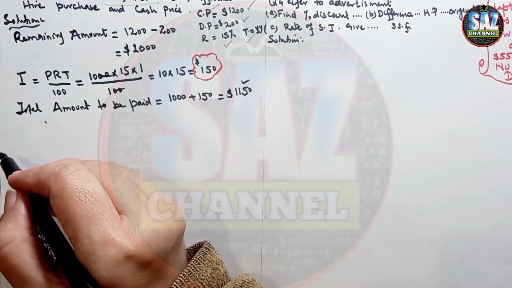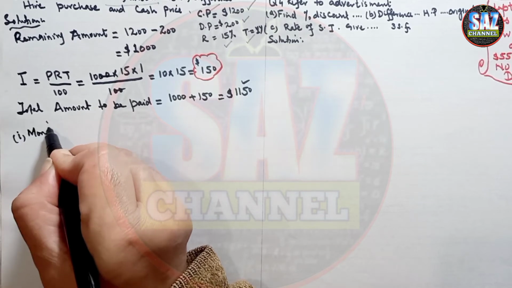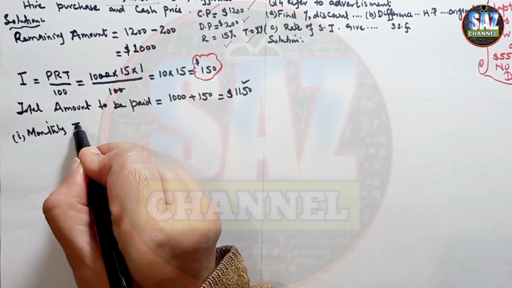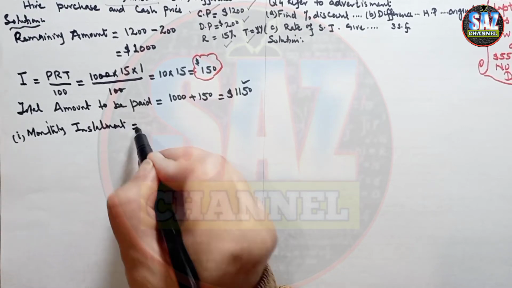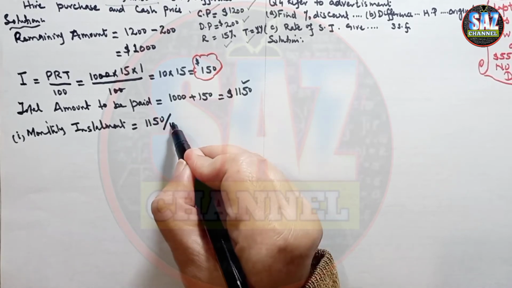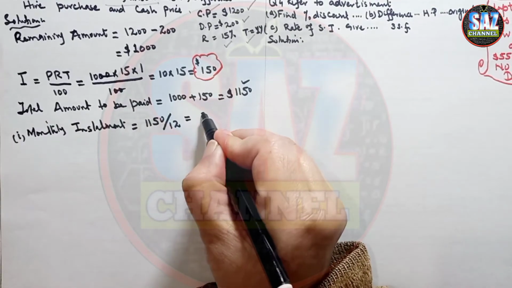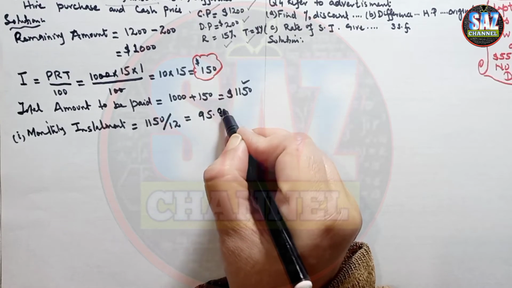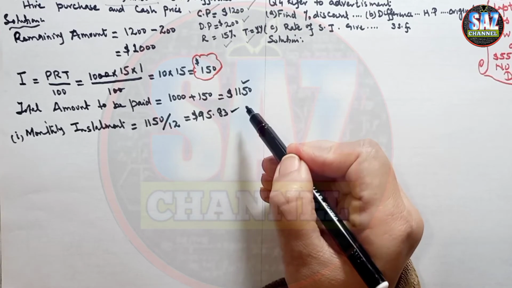So the first part is the monthly installment. So the value of monthly installment will be equal to the total amount that he has to return upon time period 1 year or 12 months. So I have to distribute this amount 1,150 in 12 months, divided by 12. So $95.83 is the monthly installment. I hope you are clear about the monthly installment.